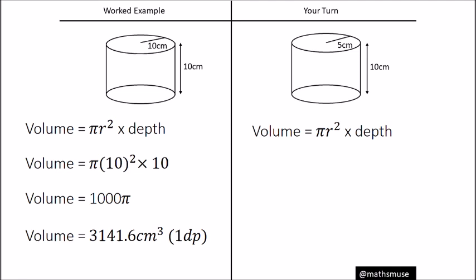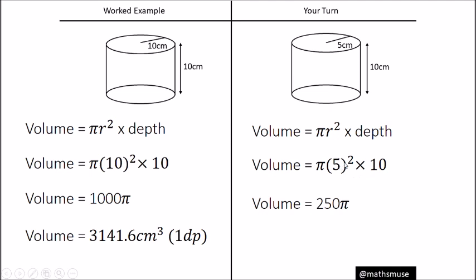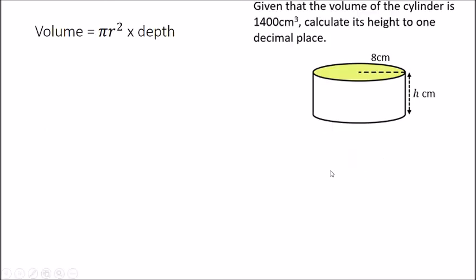Okay, so our formula is pi r squared multiplied by the depth. We have a circle with a radius of 5, so it's pi times 5 squared multiplied by 10, so it's 25 pi multiplied by 10, so it's 250 pi centimetre cubed. Writing this as a decimal, that could be 785.4 centimetre cubed when I round it to one decimal place. Right, let's try a trickier one.